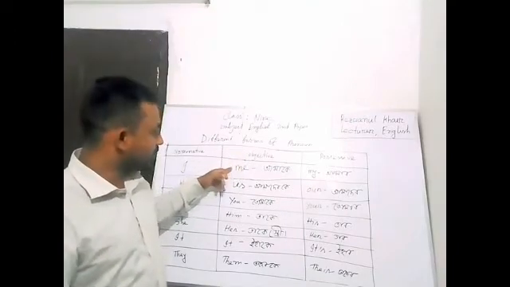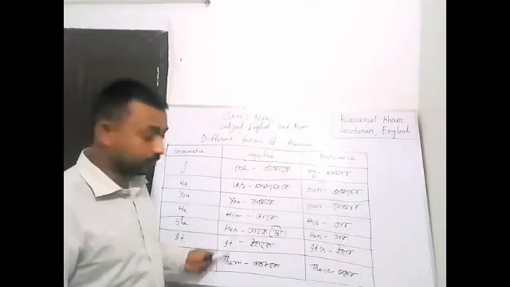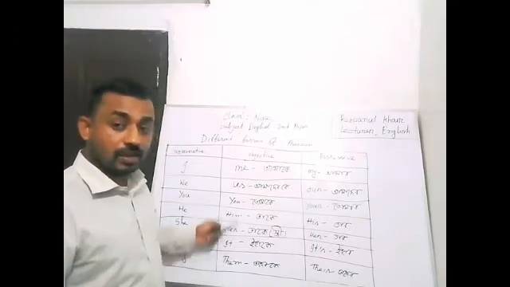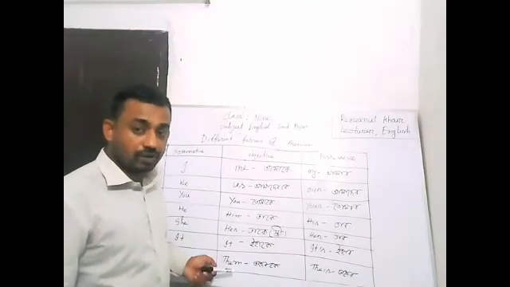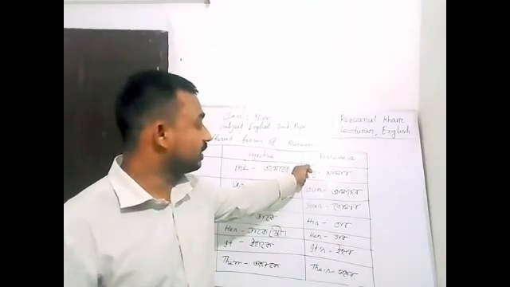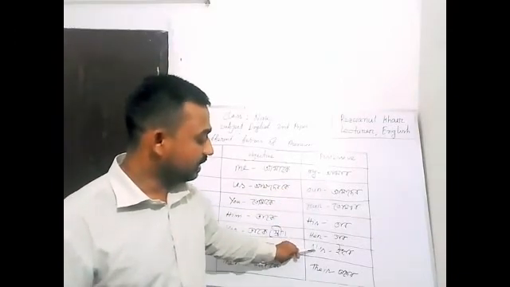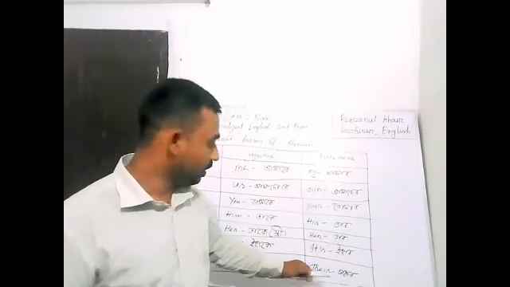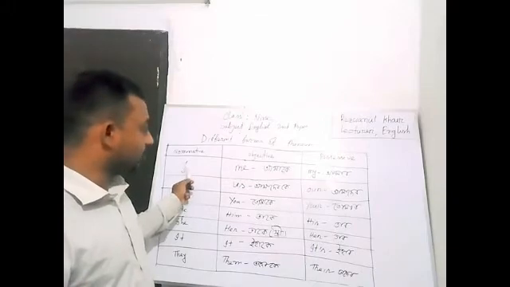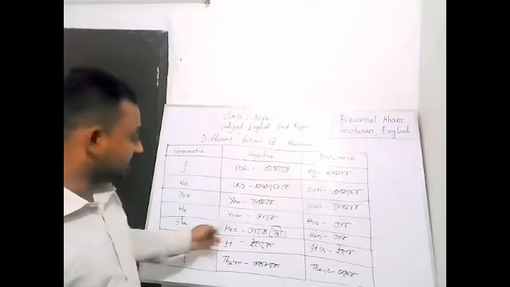Next is the objective form. Look over here: me, us, you, him, her, it and them. All these are in objective form, and the third one is possessive: mine, our, your, his, her, its and their. Look, one word is changed into two forms.